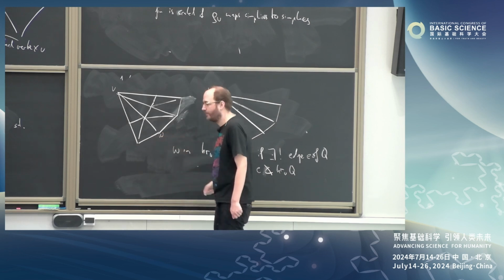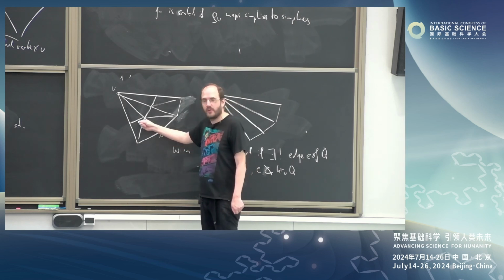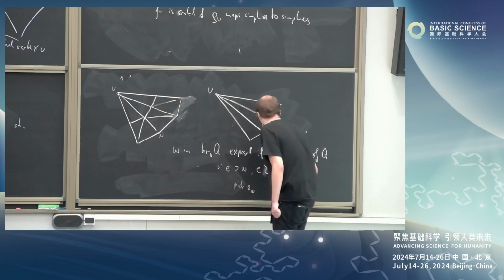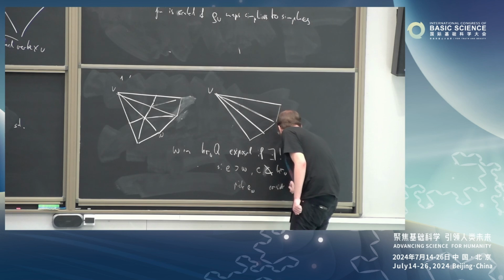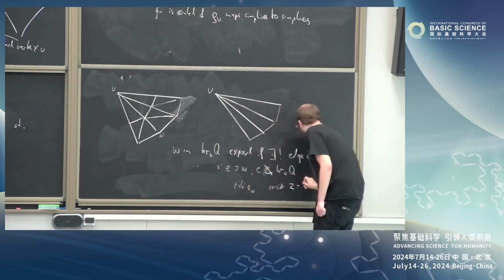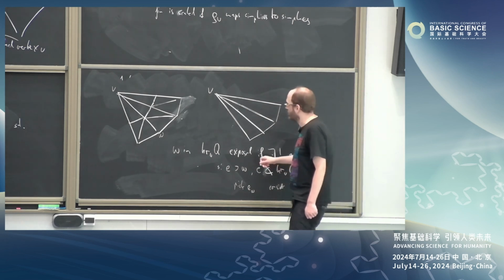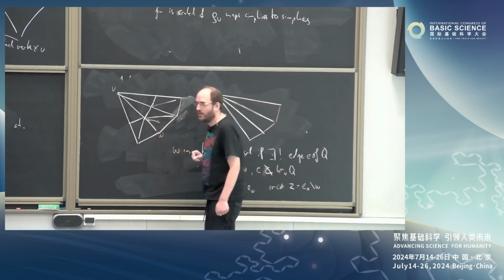Okay? And now what do I do? Well, I pick this edge. So I pick this edge E of W, and consider the opposing vertex, Z. I remove exactly this edge, so that would be the vertex here. It's kind of the opposing vertex.